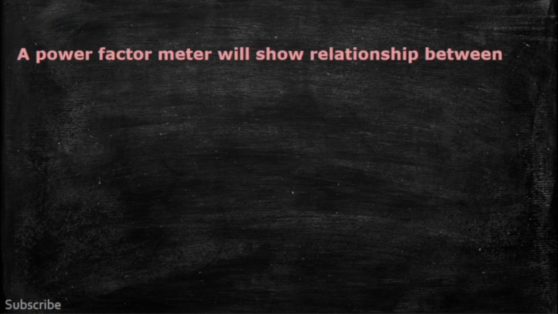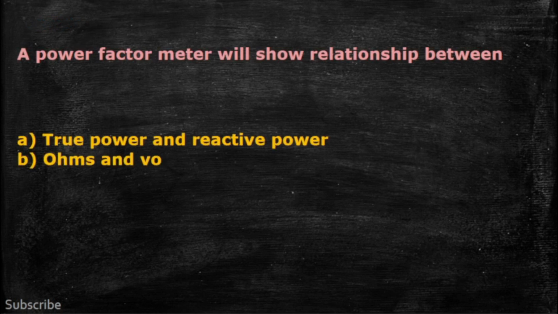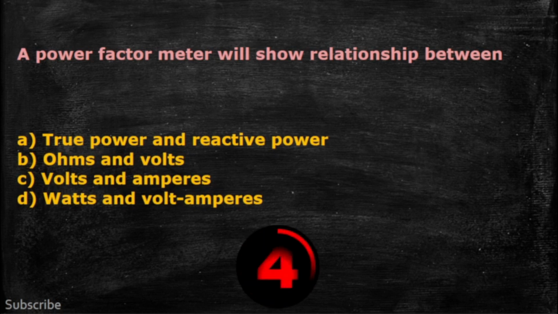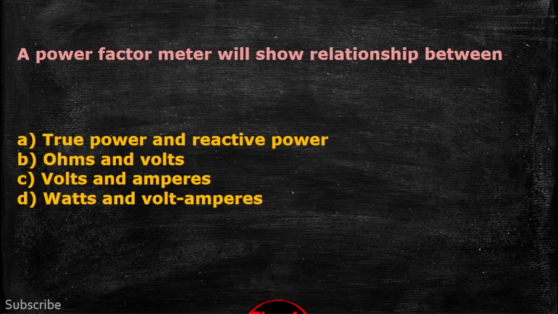Question number 25. A power factor meter will show relationship between A. True power and reactive power, B. Ohms and volts, C. Volts and amperes, D. Watts and volt amperes. The correct answer is letter D, watts and volt amperes.